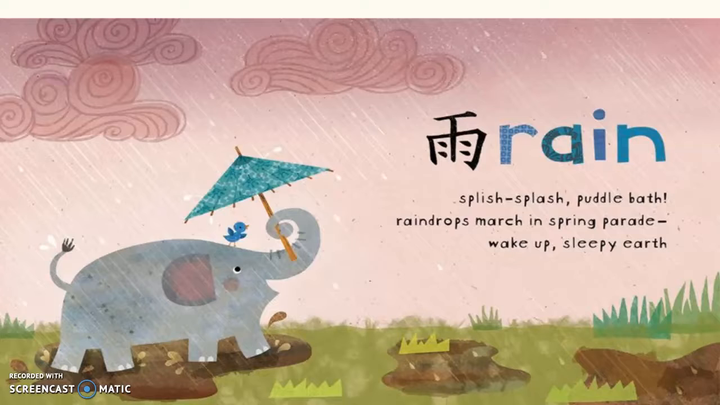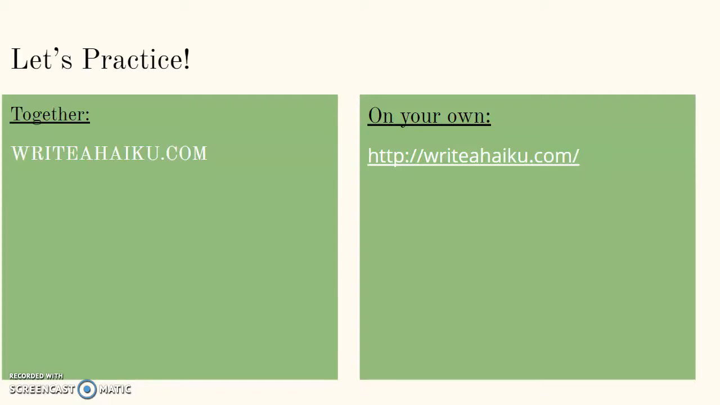Another example, this one is about the rain. Splish, splash, puddle, bath, raindrops march in spring parade. Wake up, sleepy earth. So let's count this one out. Splish, splash, puddle, bath. That's 5. Raindrops march in spring parade. That's 7. Wake up, sleepy earth. And 5 more. Awesome, now it's time to try.